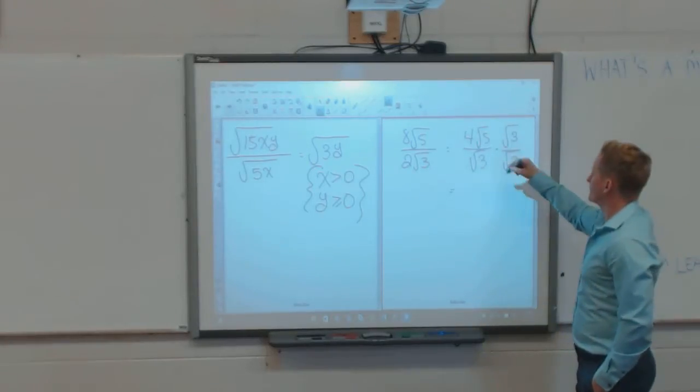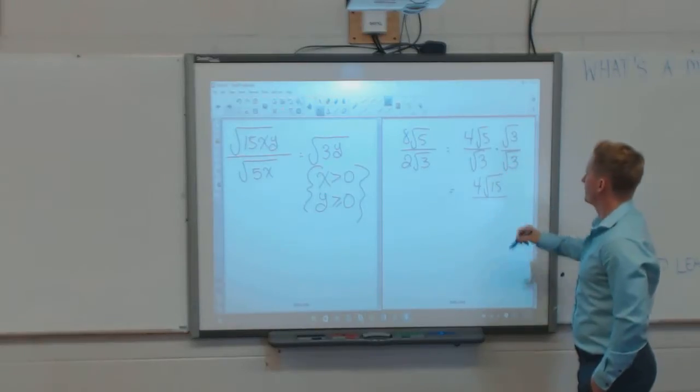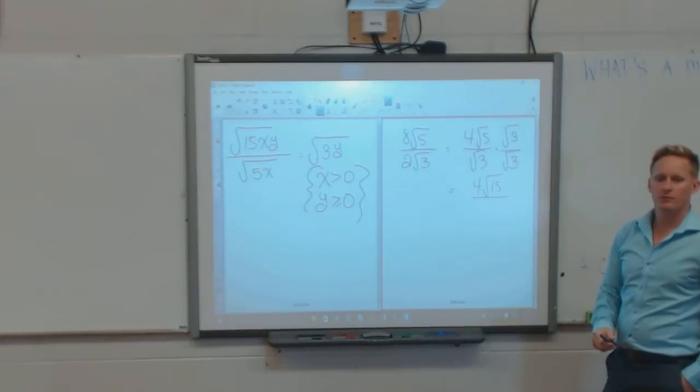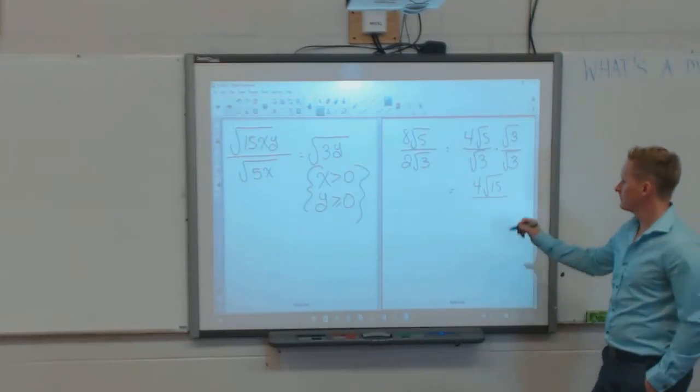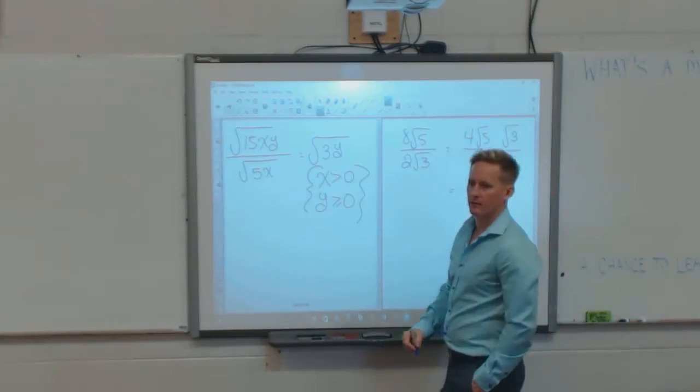So 4 root 5 times root 3, 4 root 15. And what's on the bottom? Root 3 times root 3. What is root 3 times root 3? Square root 9. Square root of 9? 3.